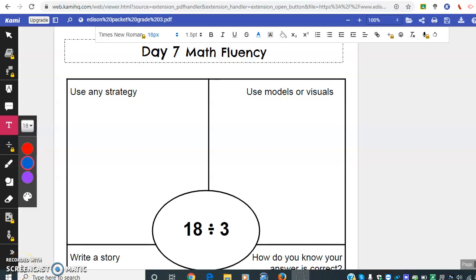And now it's time for day 7 math fluency, where we are solving the problem 18 divided by 3 using any strategy, and then models and visuals, telling a story, and then answering how we know our answer is correct.